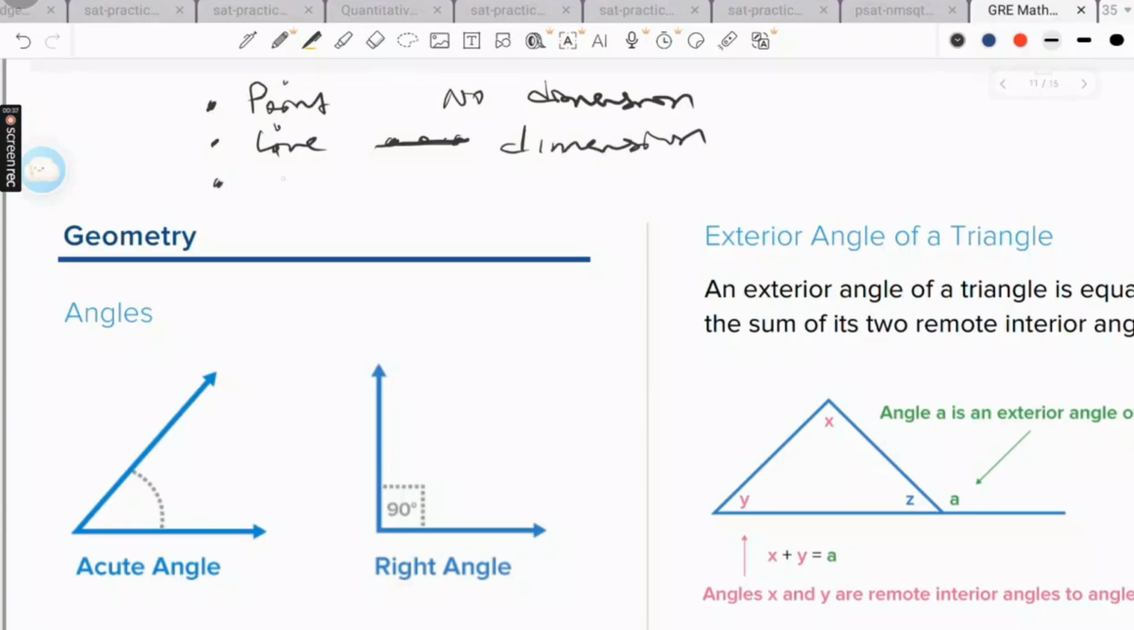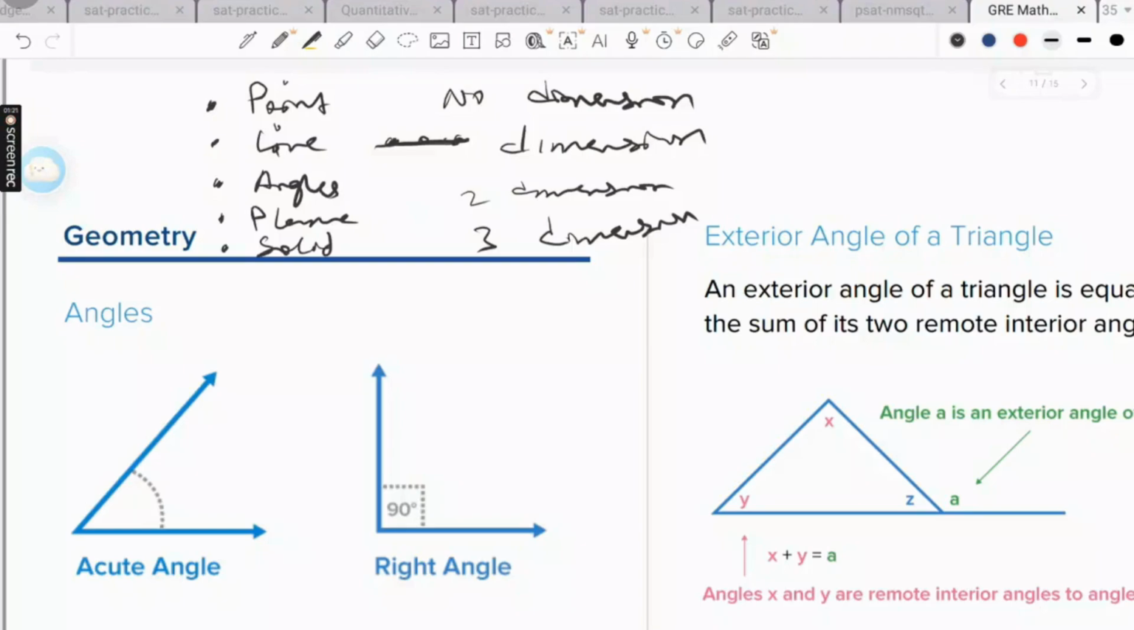Then you have angles. You join lines together, you have angles. Then from angles you have planes. Planes are two dimensions. An example is a triangle, which is a plane shape. Then we have solids, that is 3 dimensions. Examples are a cube and a cylinder.